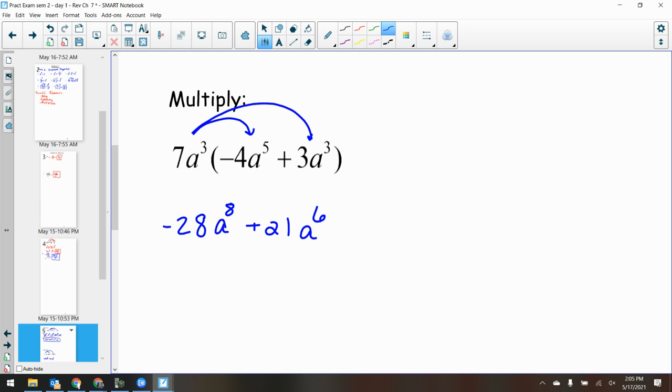Now, can I combine those two terms? Can I make that a negative 7, a to the 14th? No, you cannot, because these are not like terms. I'm adding here. I'm not multiplying. I could multiply in, but I can't add those things together. I can't combine those like terms. So I'm done.